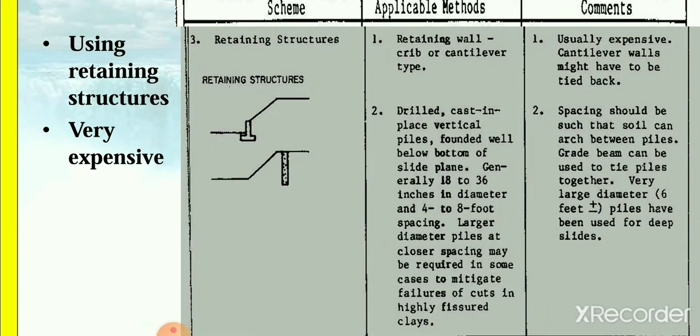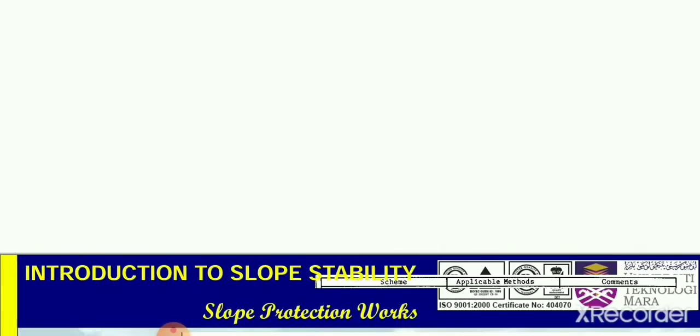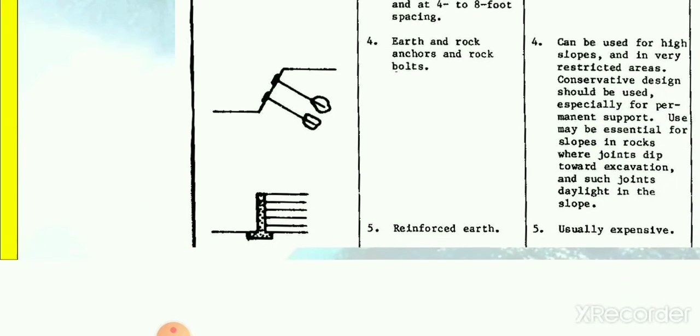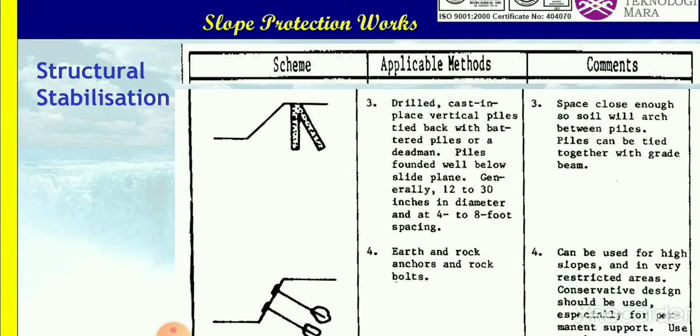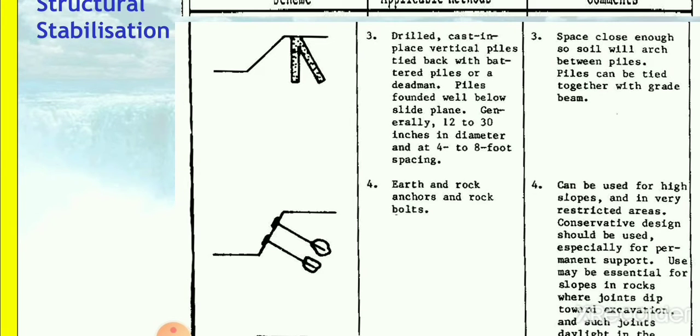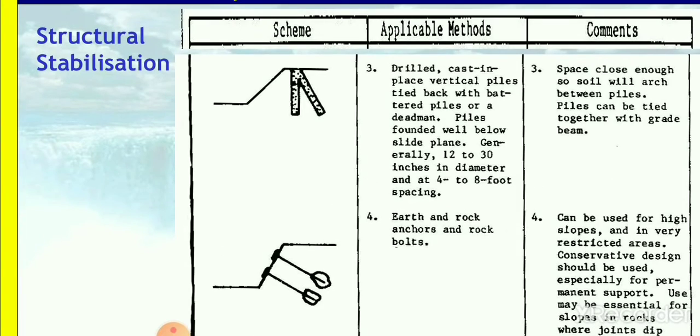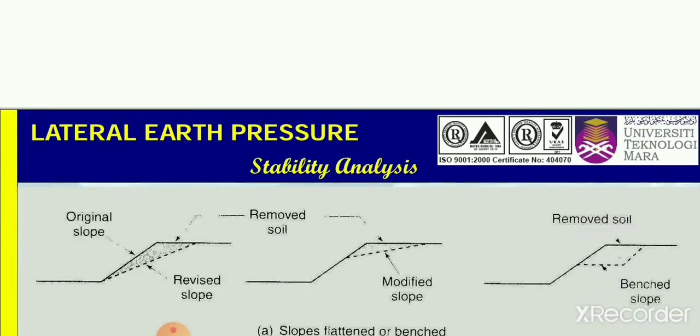Second, spacing should be such that soil can arch between piles. Grade beam can be used to tie piles together. Very large diameter 6 feet piles have been used for deep slides. This is the type of retaining wall. Drilled cast, earth and rock anchors and rock bolts. They tie the rock and anchor for this retaining wall and reinforced earth. For the next chapter we will calculate the stability of retaining wall.